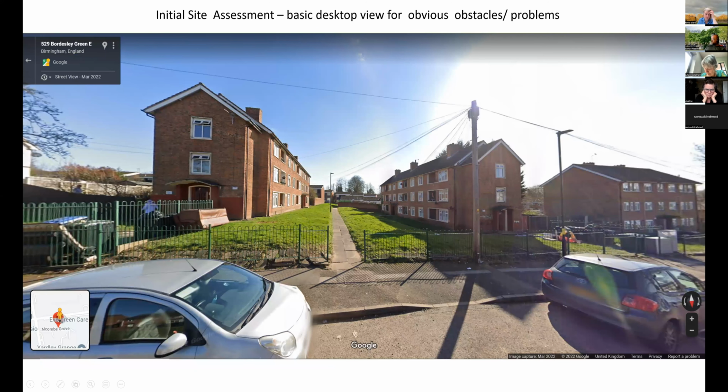Then the other part of the initial desk-based survey that we can do is just from Street View. Street View is incredibly useful. I do have to say though that it's always useful to look in the bottom right-hand corner, just have a look to see when the image capture date is. So this says image captured March 2022. So that's quite recent. So that's a good one. But some streets, the images might be 4, 5, 6 years old.